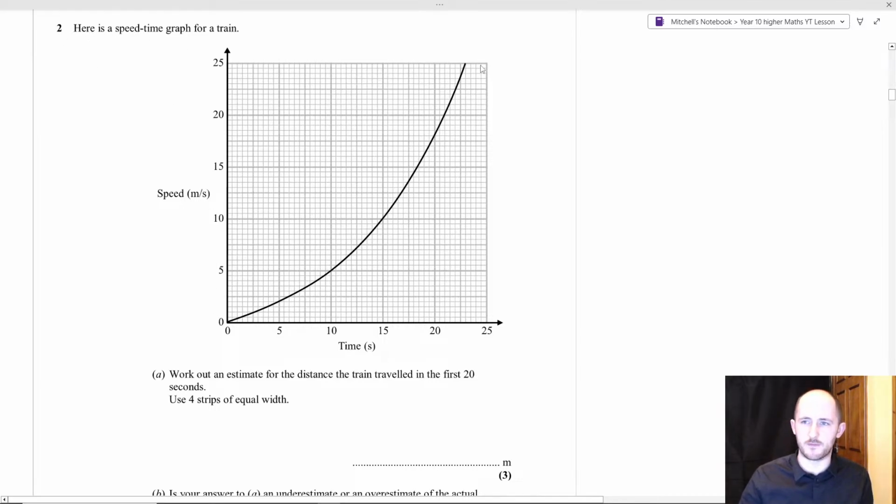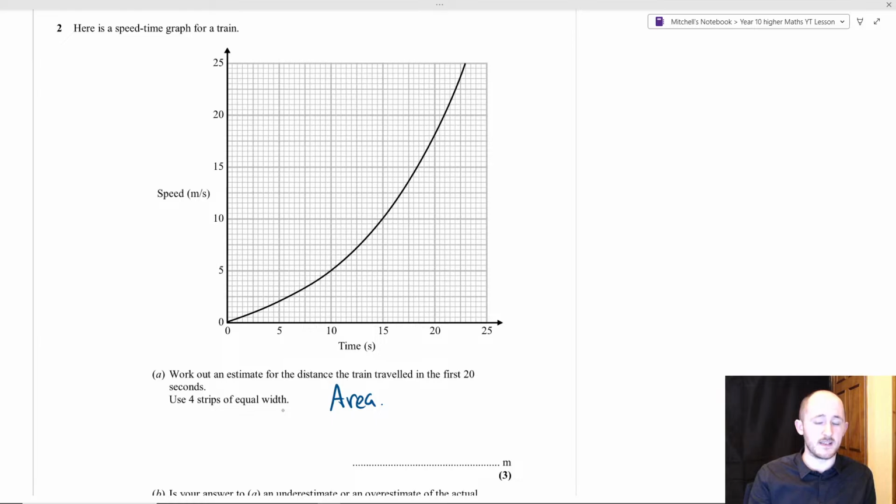So there's a speed time graph for a train, and it says work out an estimate for the distance the train travelled in the first 20 seconds. Use 4 strips of equal width, because hopefully you know that the area under a speed time graph gives you distance, so you're just working out the area. Is everyone okay with how to do this? What's a good way to do it? Triangles? That is one way to do it.